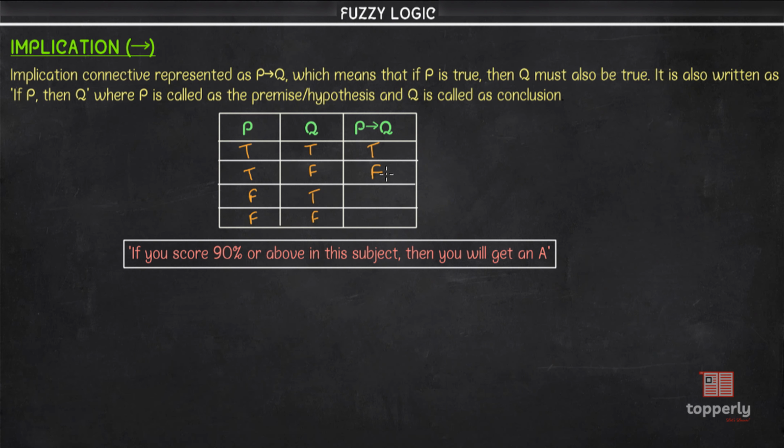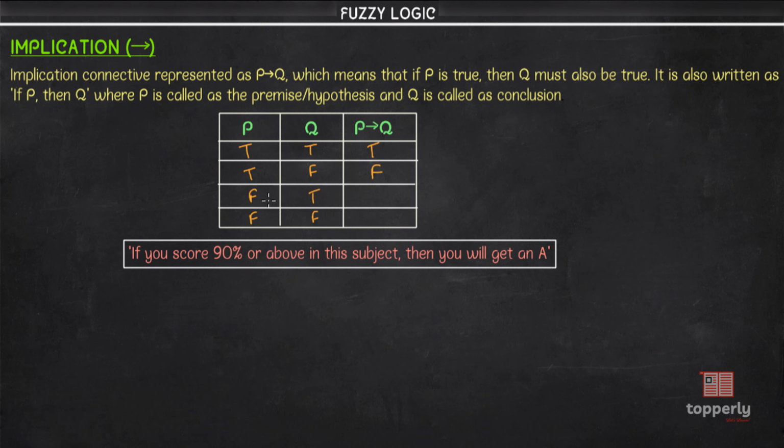Now consider the situation in which you do not score 90% or above in the subject. So what will happen, and will the final statement be true or false? It is very important to note that this particular statement does not say what grade you would receive if you scored less than 90%. So for example, if you score 82% in the subject and receive a B grade, you cannot say that the promise was broken. And if you score 82% and end up with an A grade, you still cannot say that the promise is broken.